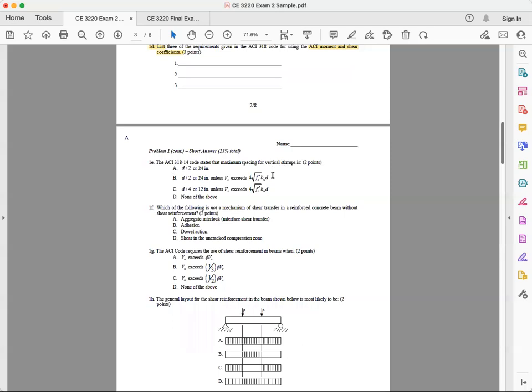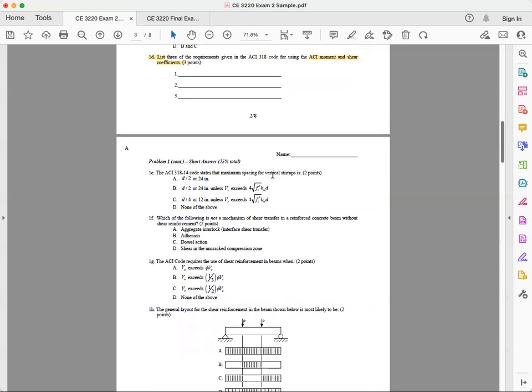For the next one, the ACI 318-14 code states a maximum spacing for vertical stirrups. Shear will also be included in this exam. Let's take a look. Maximum spacing for vertical stirrups. This is the 14 version, and in the exam you'll see 19, but not much of a difference. Now, d/2 or 24 inches, that's one maximum spacing requirement, unless Vs exceeds this one. Then d/4 and 12 inches, unless this one.